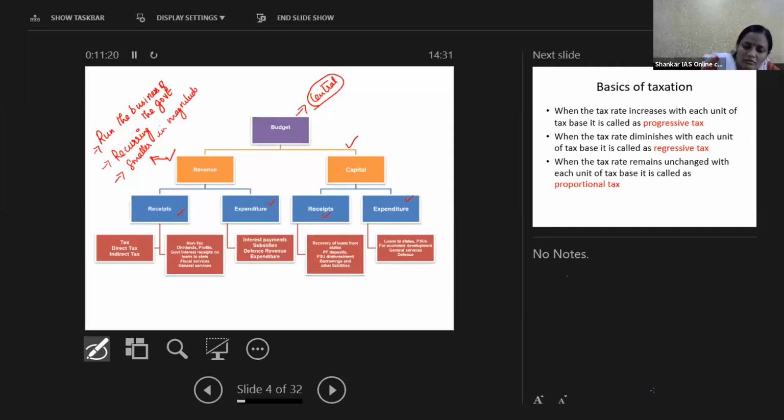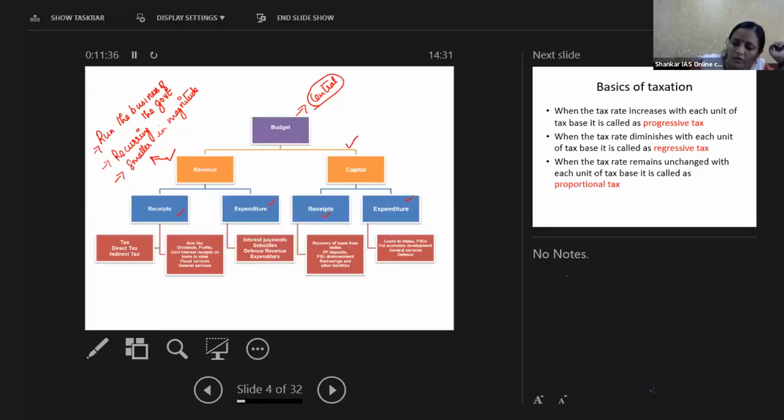Comparatively, I'm not saying on a holistic manner. So this is going to be smaller, this is going to be recurring, and this is going to be required for running the business of the government. This is the requirement or the description of the revenue account.